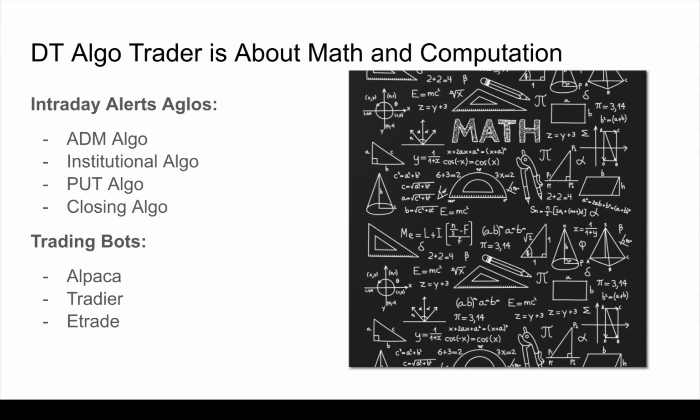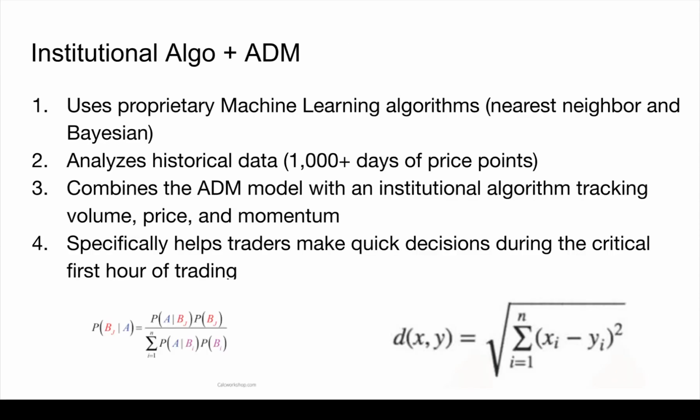He has developed a number of alert algos, one called Accelerated Dual Momentum, or ADM, the institutional algo, the put algo, and a closing algo, which will show oversold stocks at the end of the day that you could buy for potential upside on the next day. There are also a number of trading bots that Harry is working on developing, one for Alpaca, Tradier, and eTrade. But today we're going to really focus on the institutional algo because it is nearly 90% or more effective in the historical backtesting.